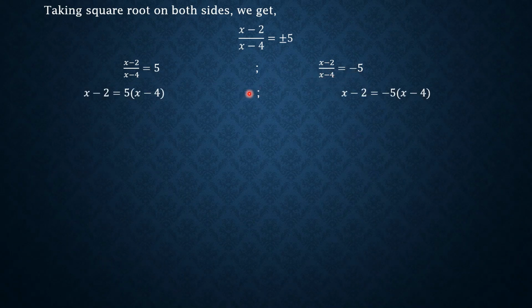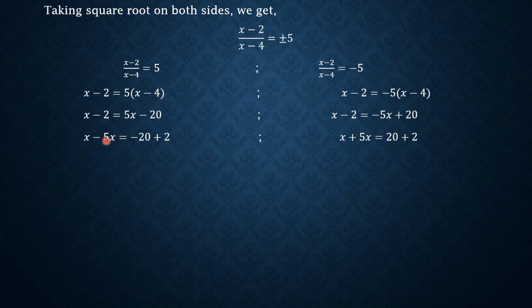Now we will solve: x minus 2 equal to 5 into x minus 4 by cross multiplication, and next x minus 2 equal to 5 into x, 5x, minus 5 into 4, 20. So x minus 5x, by transposing 5x to the left, we have x minus 5x equal to minus 20 plus 2. This negative 2 will become positive on the right side.